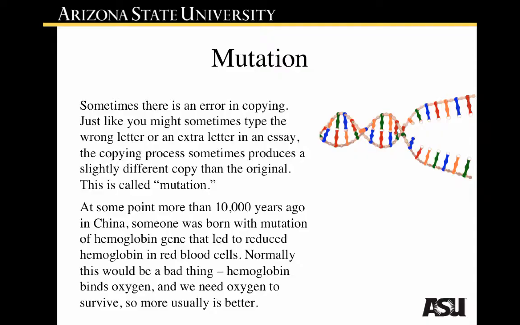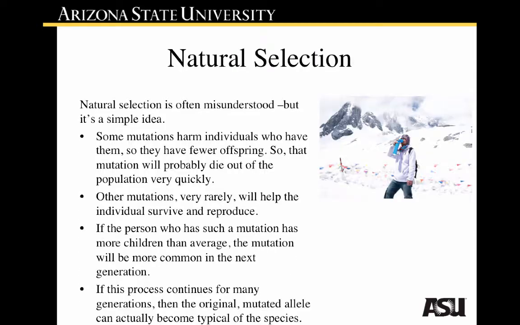So at some point, more than 10,000 years ago in China, someone was born with a mutation of hemoglobin that led to reduced hemoglobin in red blood cells. Now normally this would be a bad thing. Hemoglobin binds oxygen and we need oxygen to survive. So usually more hemoglobin is better, and the more oxygen it can carry is better. But in some cases, for example when you live at 10,000 feet, you don't want that. So we'll go on to describe this a little bit more here.